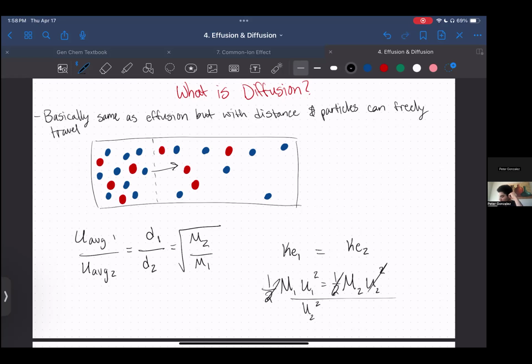U2, because now we have this ratio here of u1 over u2, which is rate 1 over rate 2. That's what we want. And then we'll divide both sides by m1. So now we get that u1 squared over u2 squared has to equal m2 over m1. Take the root, and bam, that's where you go.